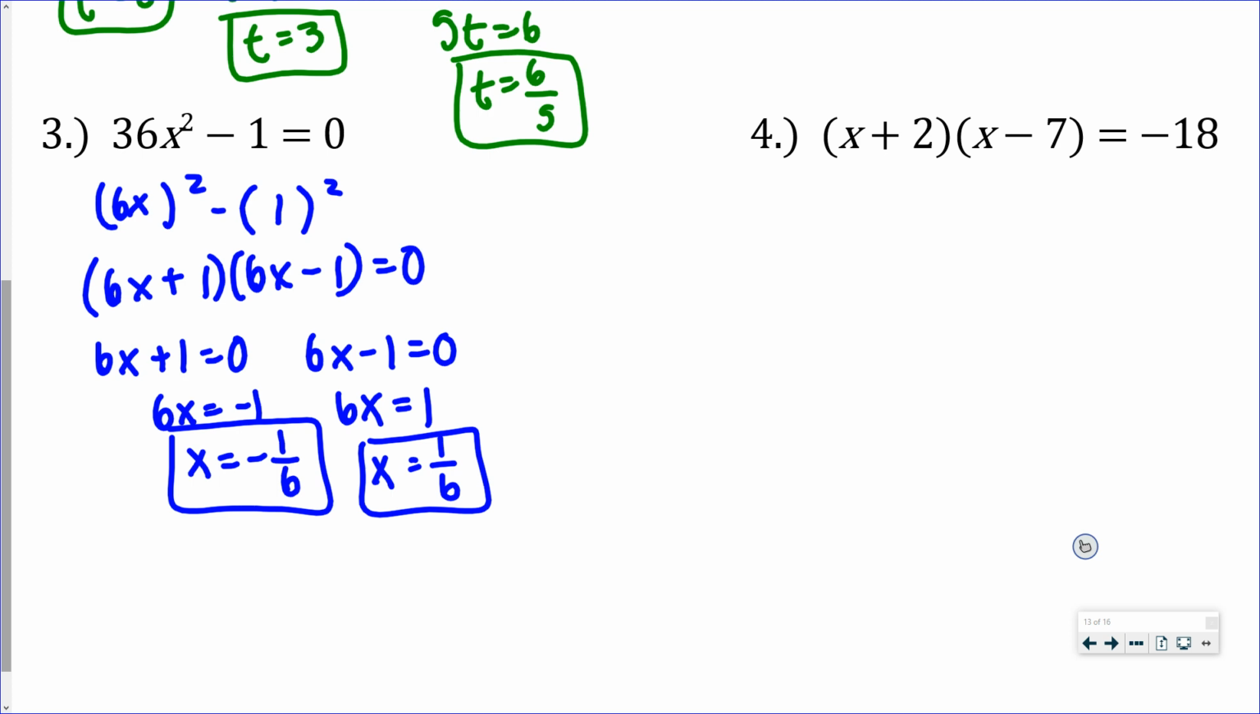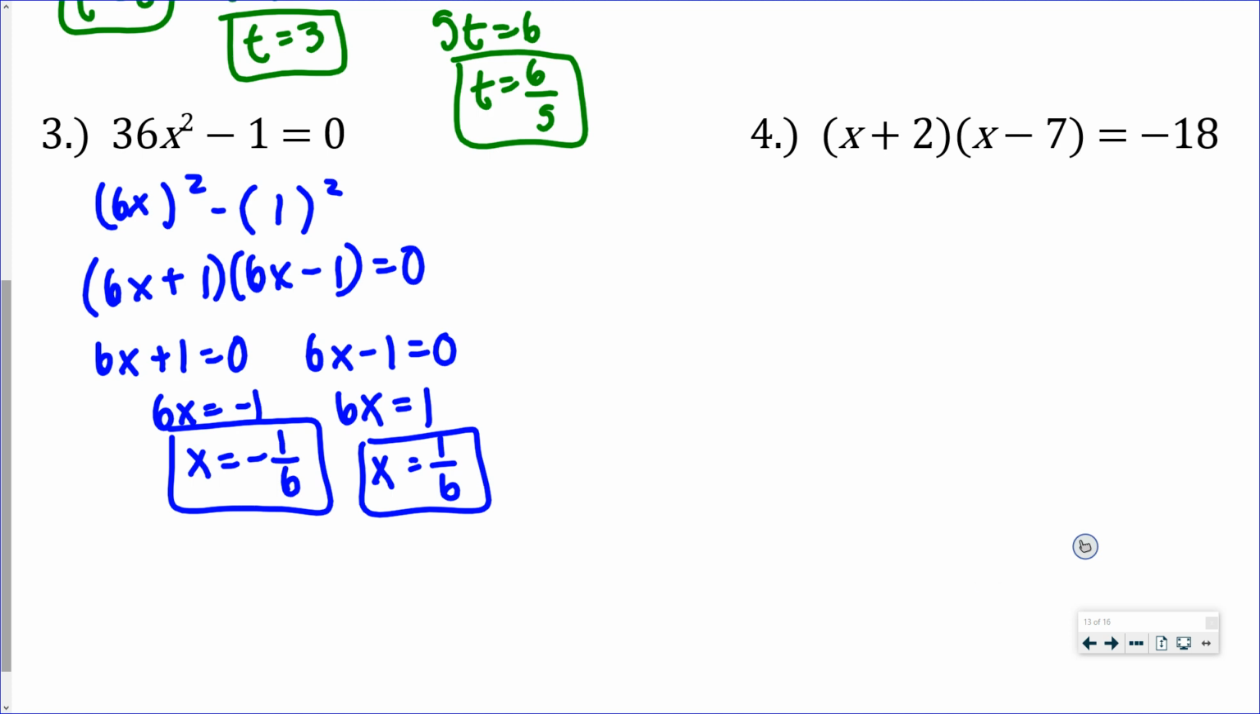Okay. How we doing? Good. Making sense? Yeah. Just takes practice. Number 4 is a little different. You might be like, oh, nice, it's already factored for us. But is our equation set equal to 0? Could I do x plus 2 could be negative 18 or x minus 7 could be negative 18? No, that property only works for 0 because there's lots of ways to multiply to negative 18. Negative 18 times 1, 6 times negative 3, right? We don't know what these factors are.